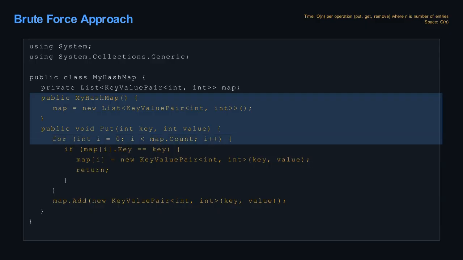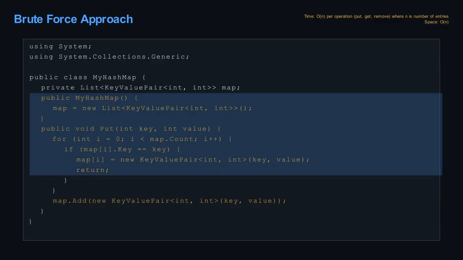Put 2 1. We scan. First pair key 1 does not match. Second pair key 2 matches. So we update that pair to 2 1. List is now 1 1, 2 1. Get 2. Scan. First pair key 1 no. Second pair key 2 yes. Return 1. Remove 2. Scan. Find the second pair. Delete it. List becomes 1 1. Get 2. Scan. Only 1 1 is present. No match. Return -1. Every operation in the worst case touches every element in the list.